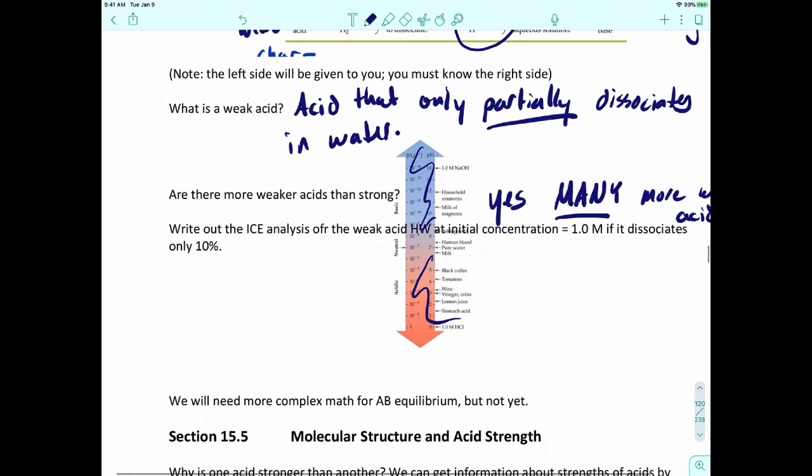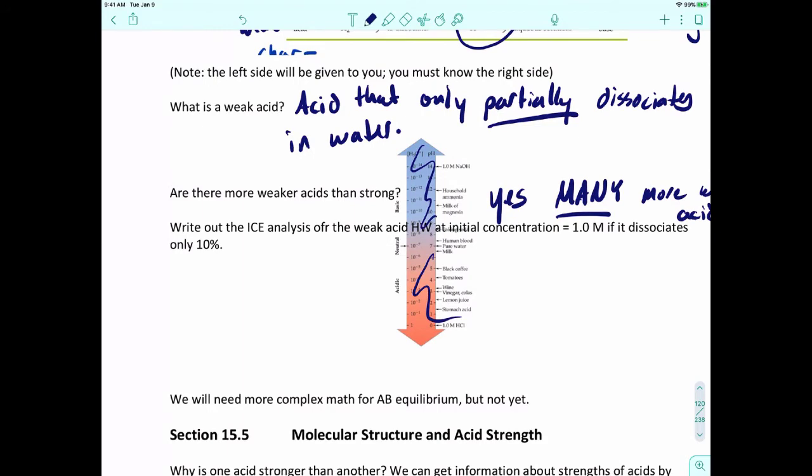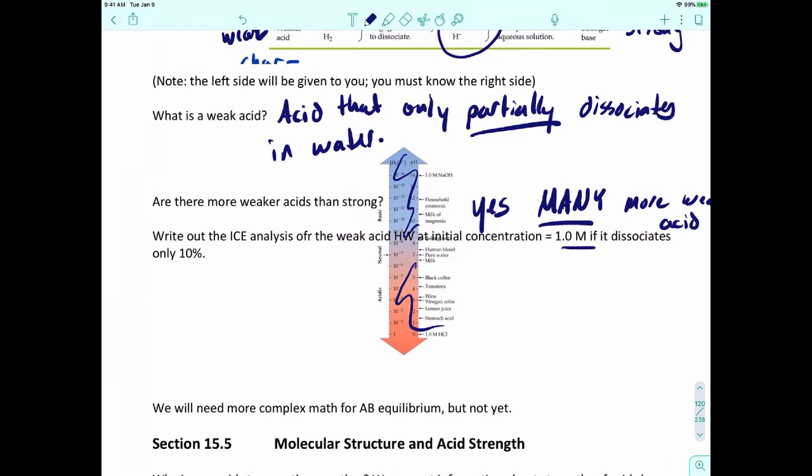So if we were going to do an ICE analysis of a weak acid with an initial concentration of 1 molar, let me give you an example of a weak acid. Okay, so HW, W stands for weak. All right, so the weak acid reacts with water, it's in equilibrium, and you're going to form the conjugate base of your weak acid, plus H3O+, because the water picked up the proton. So initially the concentration of the weak acid is 1 molar, and you're going to have 0 concentrations of the products.